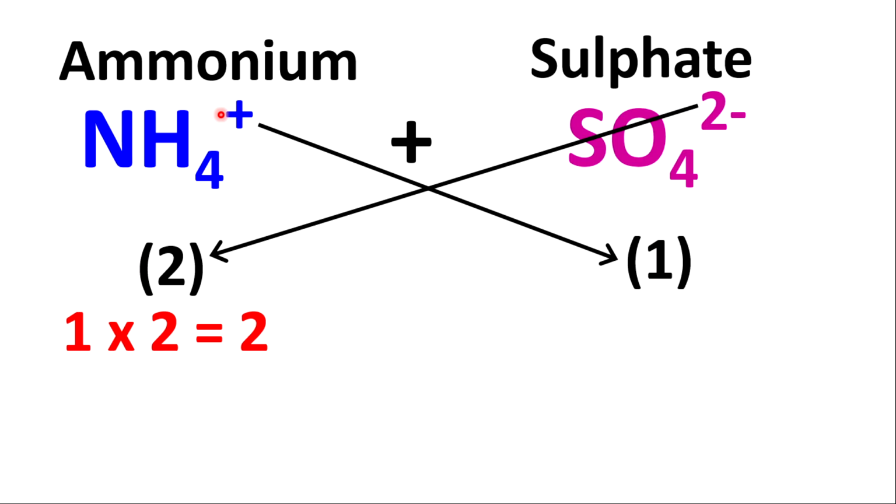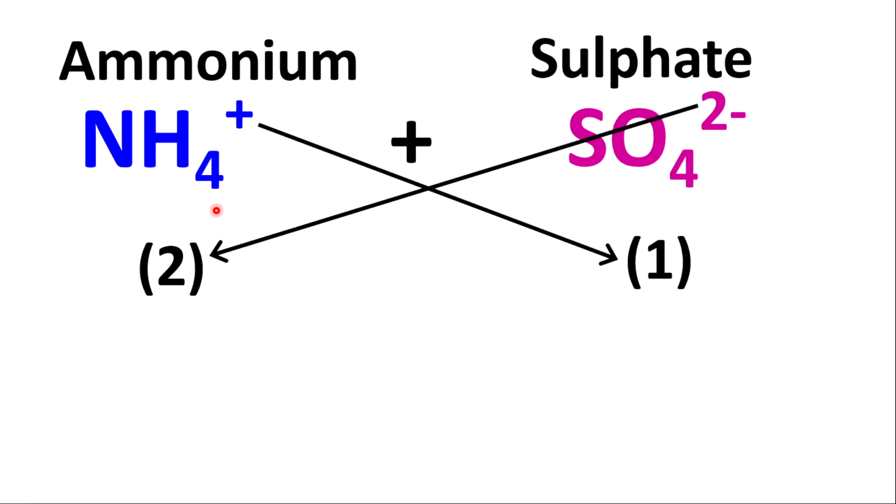Mathematically, 1 positive multiplied by 2 equals 2 positive. Negative 2 multiplied by 1 equals negative 2. Now the values are equal, so a negative 2 plus a positive 2 equals 0. Now, to write this down, it is the entire NH4 that is being multiplied by 2.